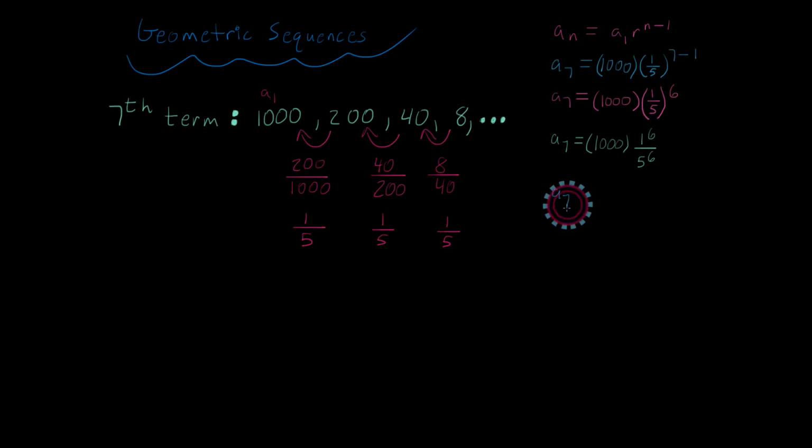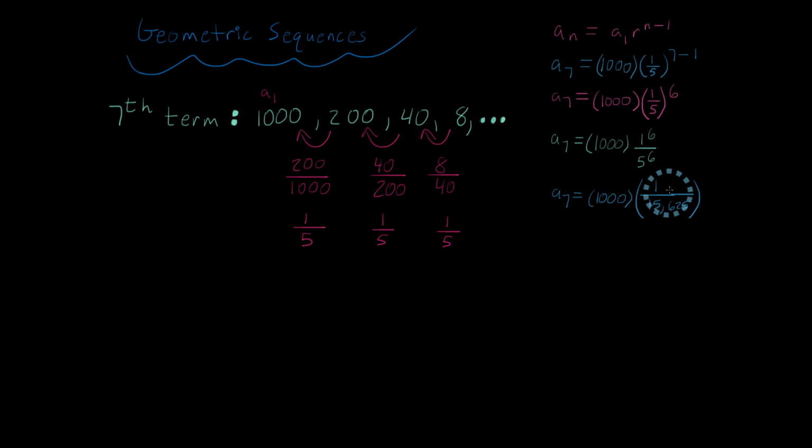So a sub 7 is equal to 1000 times 1 to the 6th power over 5 to the 6th power. 1 to the 6th power is 1, just 1 times itself 6 times. So simply 1. And 5 to the 6th power, this is where you're going to want to pull out a calculator. 5 to the 6th power is going to give you a value of 15,625. I'm going to extend that fraction bar, and let's wrap this in parentheses now.